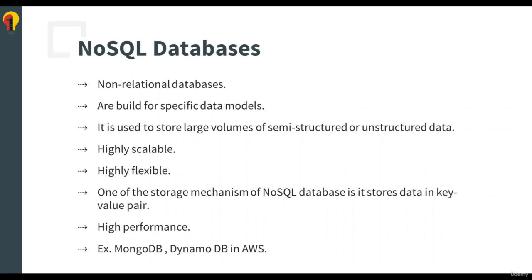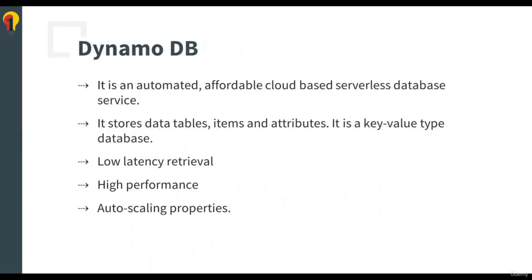NoSQL databases are non-relational databases. They are used for building specific data models and are highly scalable and flexible. We have already studied NoSQL databases, and their examples are MongoDB and DynamoDB in AWS. So now let's discuss DynamoDB.